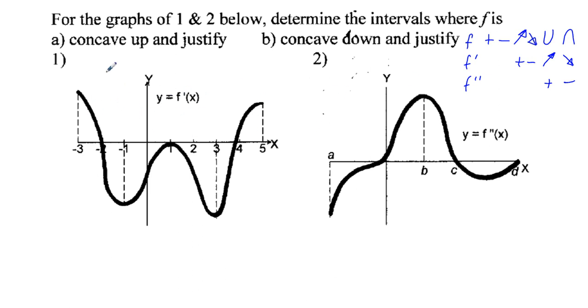Concave up and justify. Well, we are concave up where f prime of x is increasing. Okay? So we are concave up, and there's the concave up right here. Okay, that's this upward u. And so we're going to see f double prime being positive and being concave up.